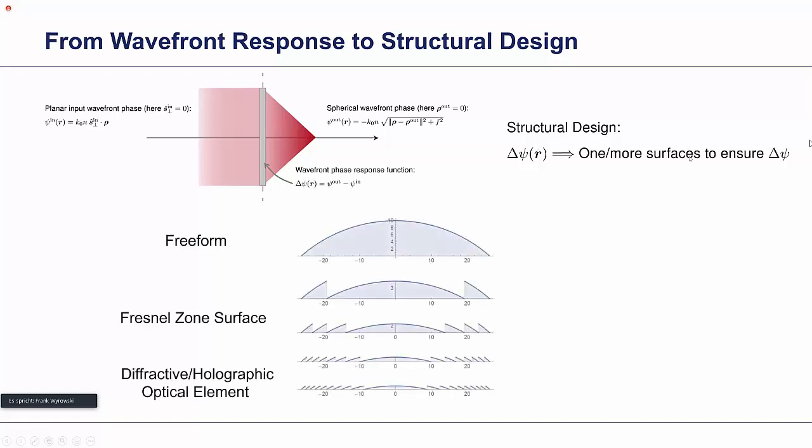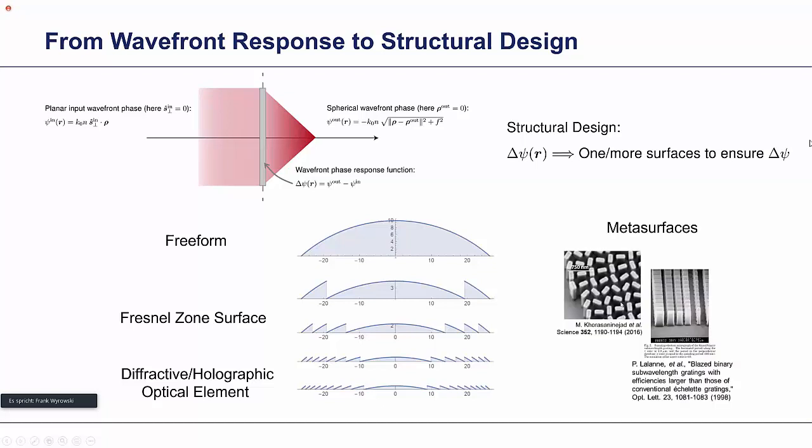Yeah, and that can be done by freeform, by Fresnel zone surfaces, by diffractive optical elements, here diffractive lenses in this example, also metasurfaces. And there are more examples, volume gratings, etc. That means we have different ways to implement a surface or a structure on a flat optic surface, which is implementing this delta psi. So we always have two questions: delta psi, and then how to do it.